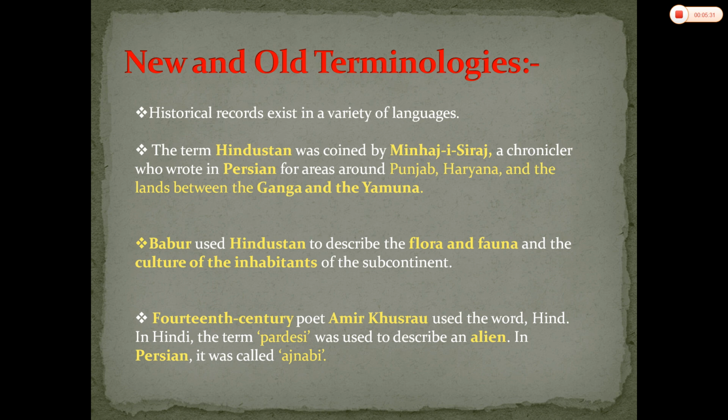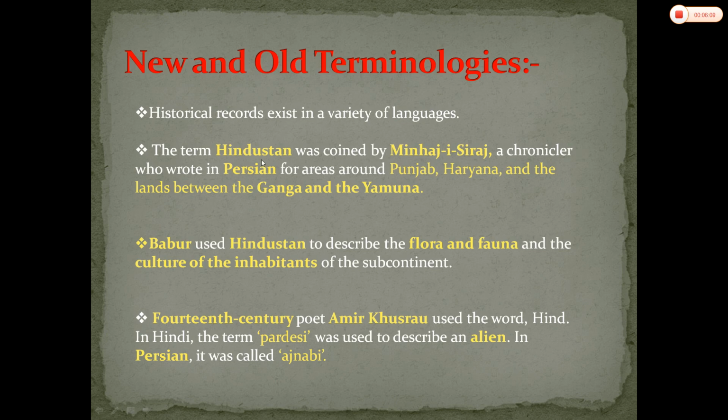Historical records exist in a variety of languages. The term Hindustan was coined by Minhaj Siraj, a chronicler who wrote in Persian for areas around Punjab, Haryana, and the land between the Ganga and the Yamuna. That means Minhaj Siraj was a scholar who wrote in the Persian language, and he coined the word Hindustan. Now we call our country India, Bharat, or Hindustan. So this word Hindustan was coined by Minhaj Siraj. He was a chronicler.